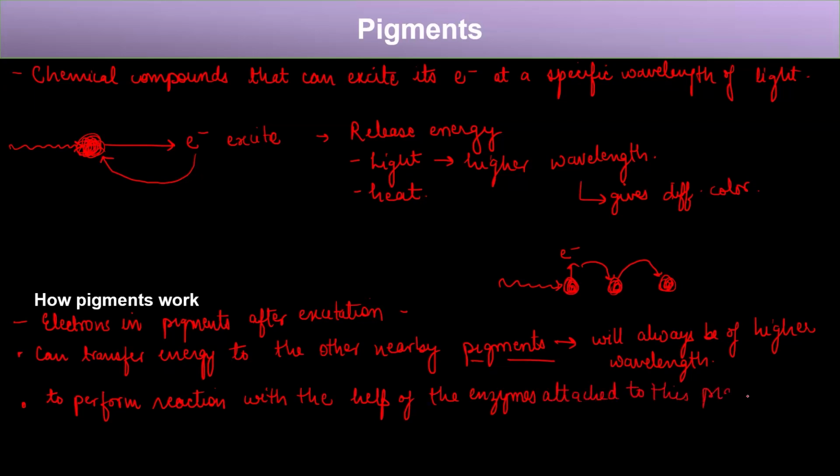So the photosynthetic pigments, or the pigments that are involved in photosynthesis, can have two functions when they receive light. The first is they transfer the energy to the other nearby pigments, and those pigments should always be of higher wavelength. And secondly, these pigments also have certain enzymes attached to them. So after excitation, they can also help to perform an enzymatic reaction with the help of those enzymes that are attached to these pigments.